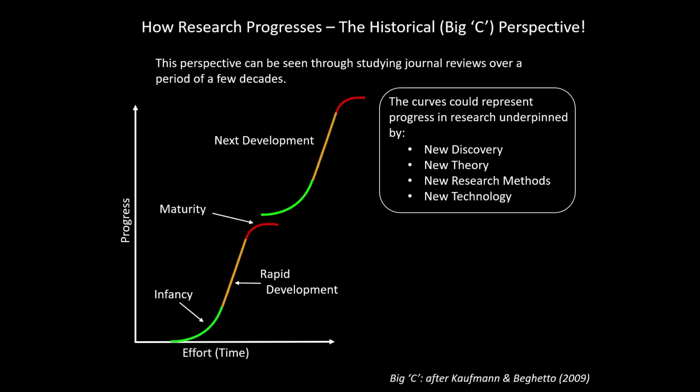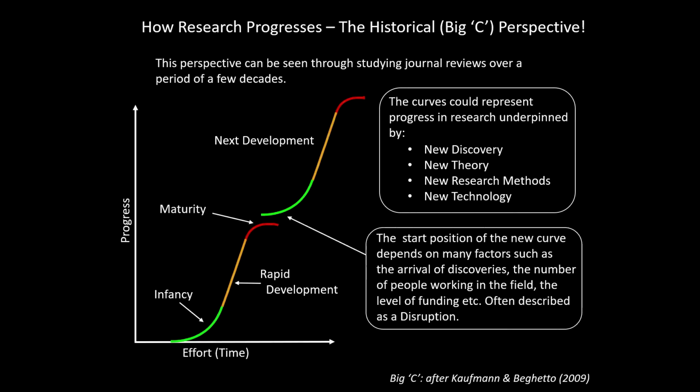It could be a new theory, new research methods, or new technology, all leading to the growth of the next curve. And that gap between the earlier curve and the next curve is commonly described as a disruption. There could be a delay before the next curve appears, and that depends on many factors, such as the arrival of discoveries. Again, as I said, they're always unpredictable. The number of people working in the field, the level of funding, etc. So that's what research looks like.